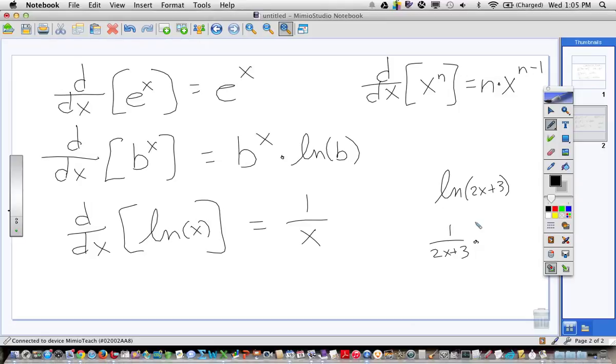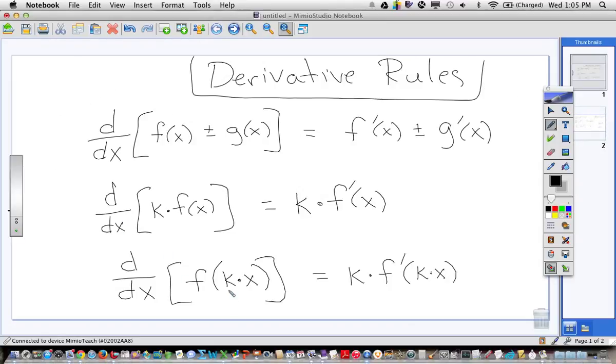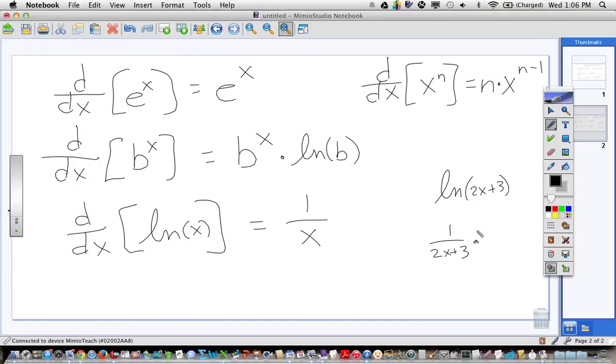But then we go back to the previous rule that said whenever you have a number multiplied inside times the x, you have to kick it out. So you would have to multiply by a 2 because of that 2 right there. Plus 3 doesn't do anything to it. And so there would be your derivative right there. Okay? So that's what that would look like. That's how you use the rule.